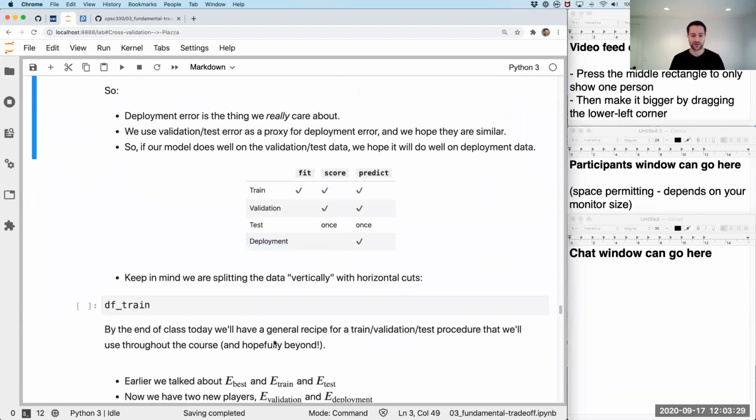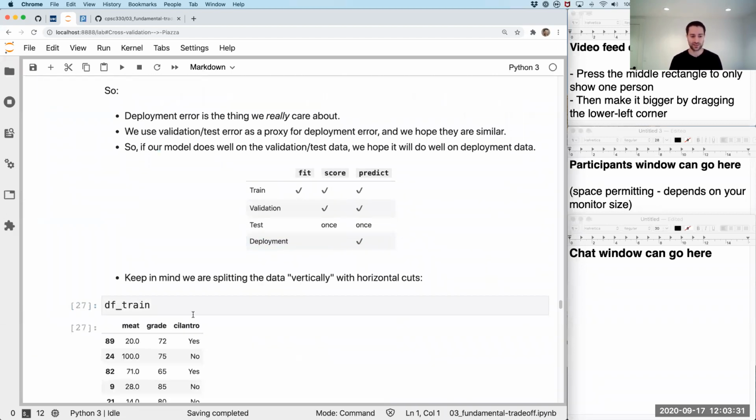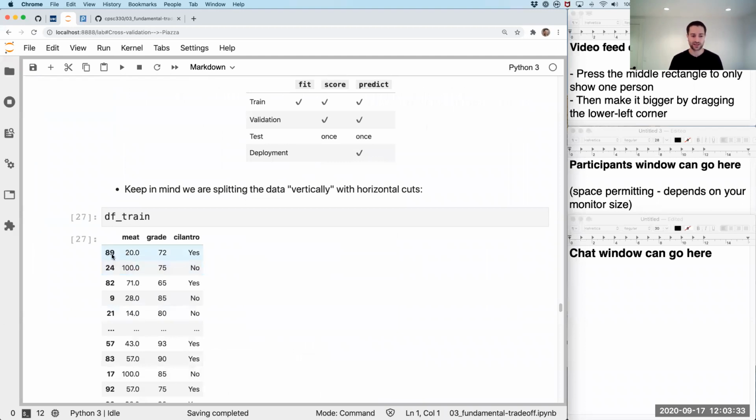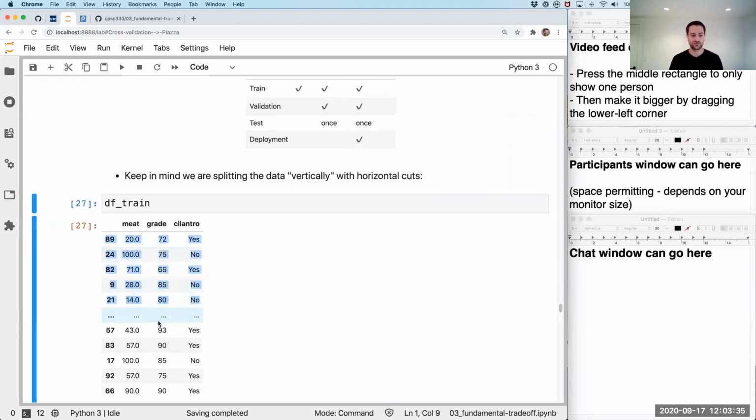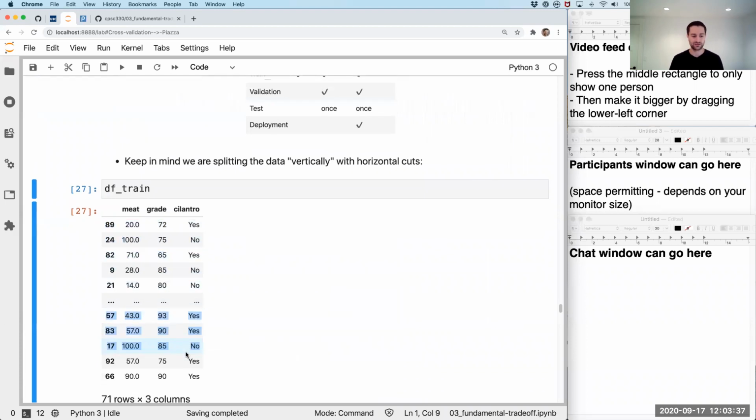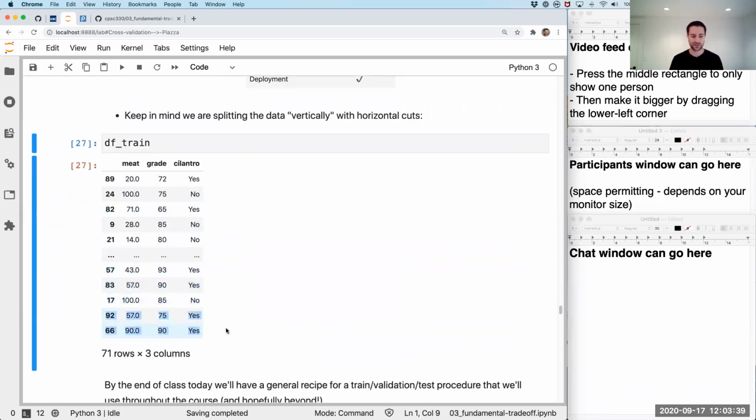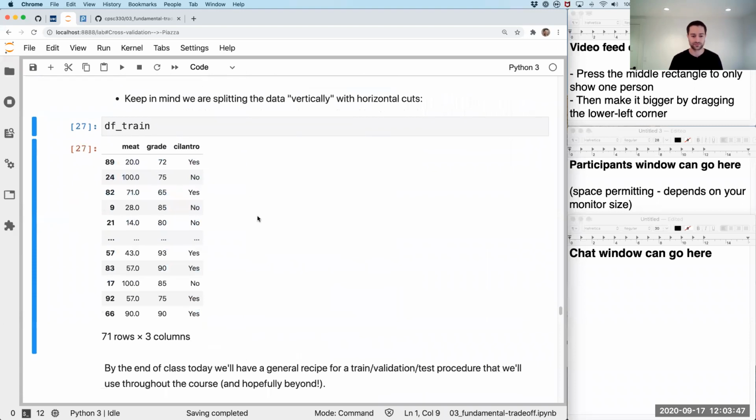So just a sort of a reminder, these splits are kind of like you're taking the first this many for train, you're taking this many for validation, and you're taking this many for test. So you're splitting by rows. I just want to confirm, not by columns. It's the examples that we're splitting.